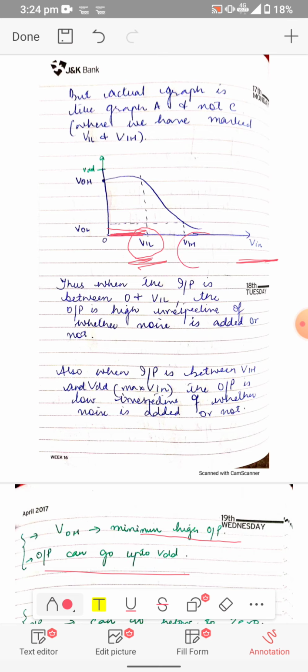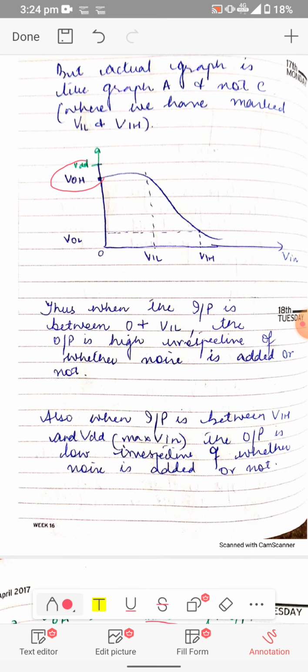Okay, and then what will be VIH? VIH, anywhere from VIH to beyond, we say that my input is high. So VIH is the minimum value of high level input. Okay, so looking again at this graph and defining these voltage values, what is VOH? VOH is the minimum high output. O means output. So the minimum your output can be while still high, how much is it? VOH. From VOH upward, anywhere up to VDD, it is considered as high. So VOH is the minimum value of high output.